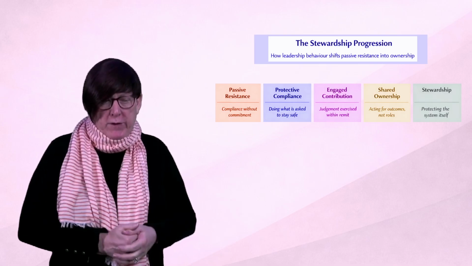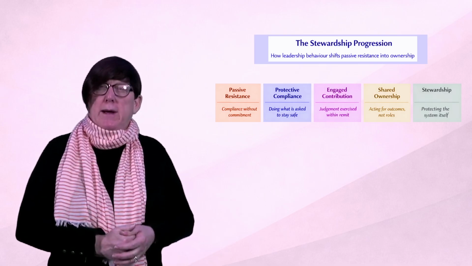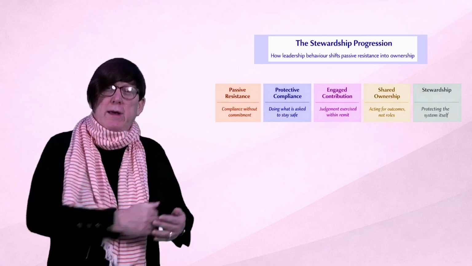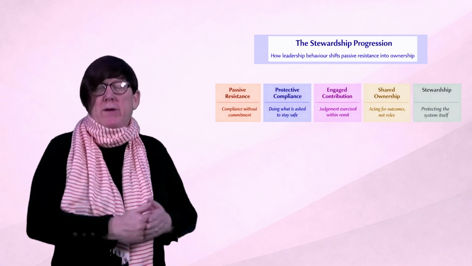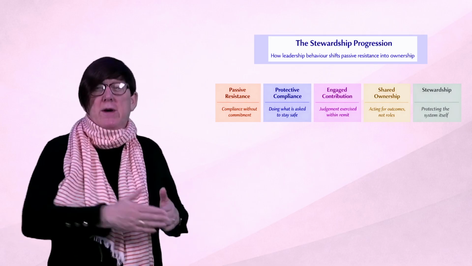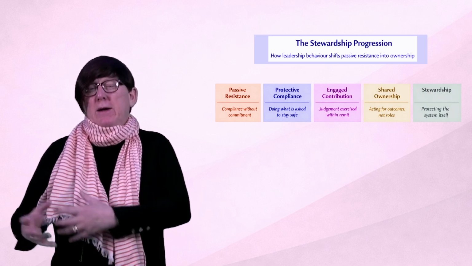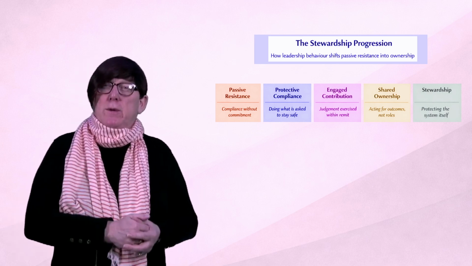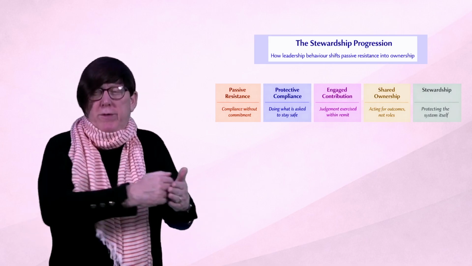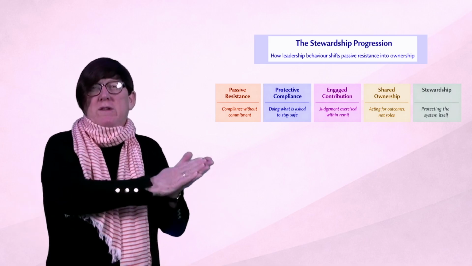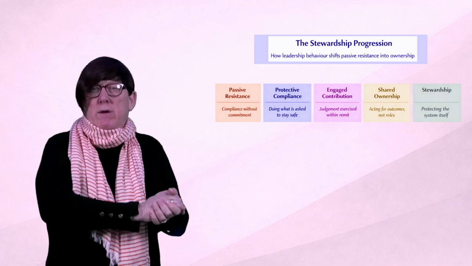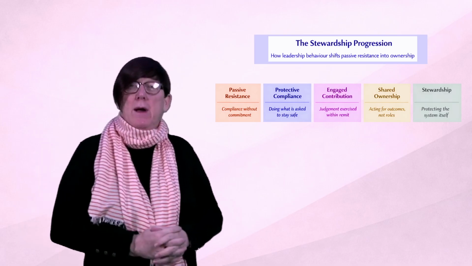So if you find yourself struggling to get your team to engage with change, think about where they are. Where are they sitting on this scale from one to five? Passive, protective, engaged, shared, or are they really stewards? And you will find this is like a seesaw. You want to tip the balance in your favor over time. Anyway, that's it.